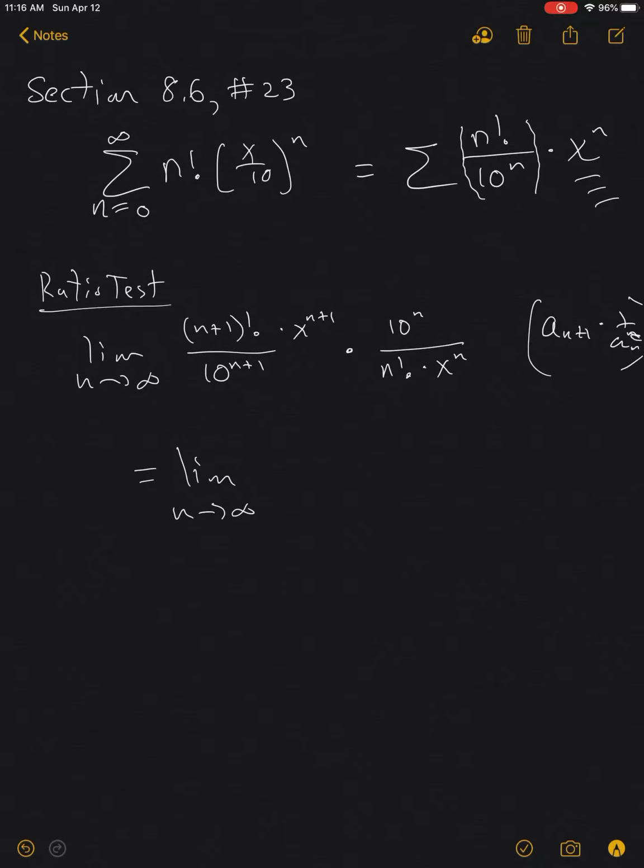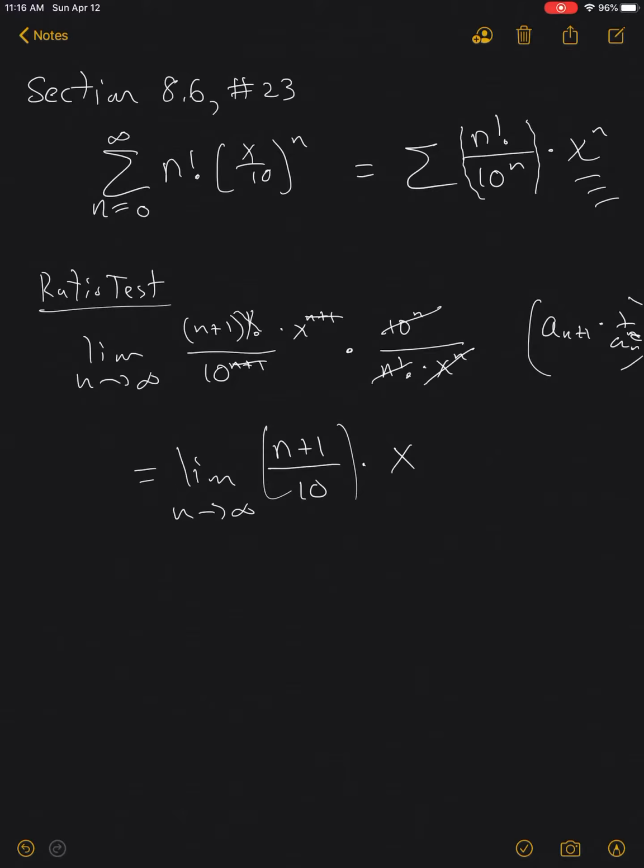We'll simplify here. We have all these powers of 10 in the top that will cancel with all but 1 in the bottom. Same with these powers of x, all but 1 power of x in the top. And same with all these n factorials. We'll only leave the very top highest term in the factorial expression in the numerator. And so if we're careful about writing this all out, we have (n plus 1) over 10 times x, and we're taking a limit as n goes to infinity.